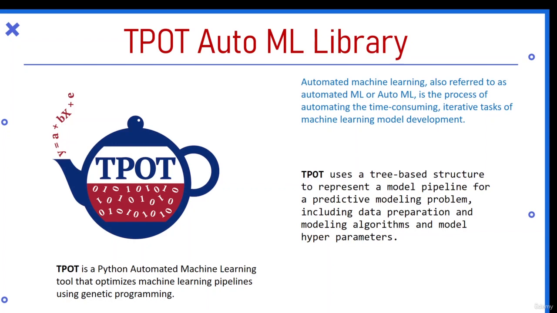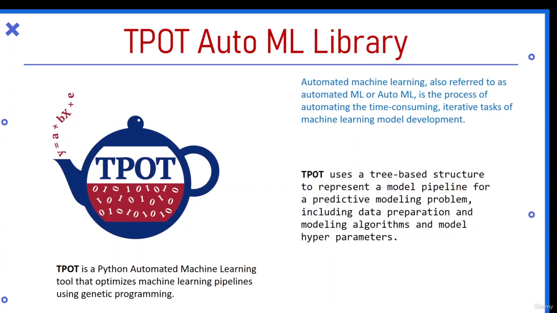TPOT is a Python automated machine learning tool that optimizes machine learning pipelines using genetic programming. So what is genetic programming? Genetic programming works in the same way as how the human brain works. That's right, it is based on that only. TPOT uses a tree-based structure to represent a model pipeline for a predictive modeling problem, including the data preparation, modeling algorithms and model hyperparameters. So basically, this is how the TPOT library works.